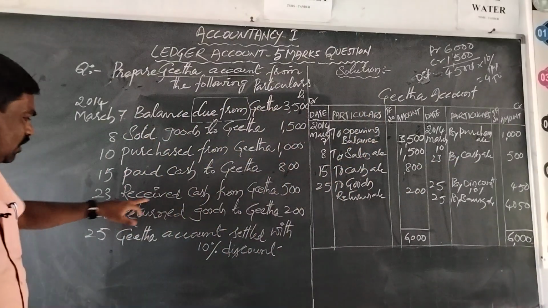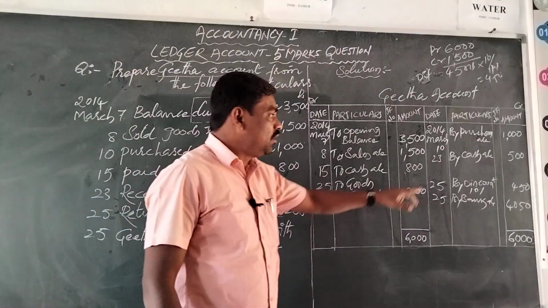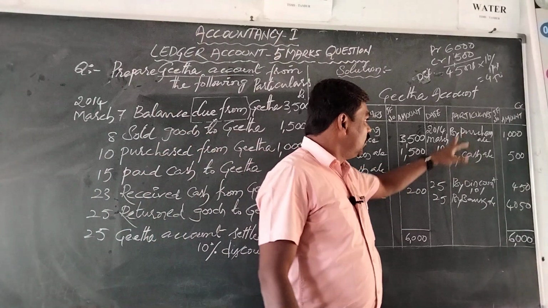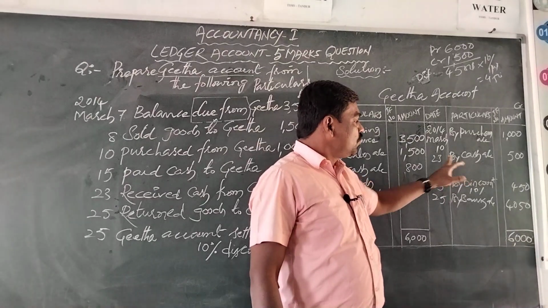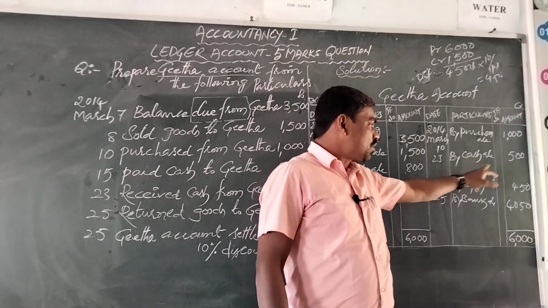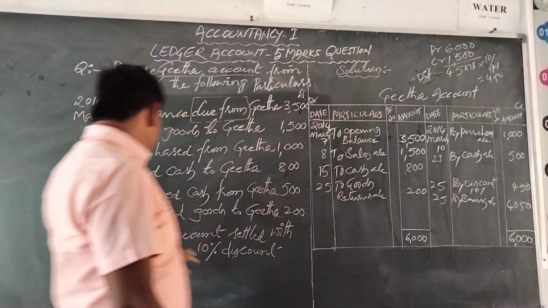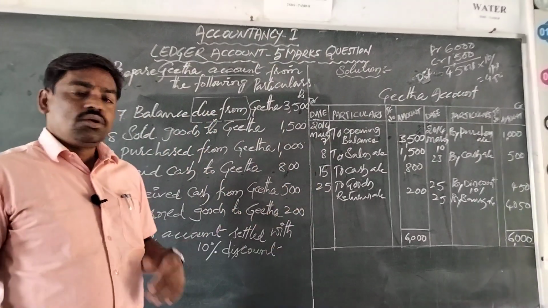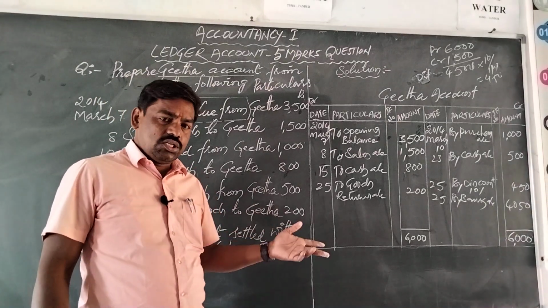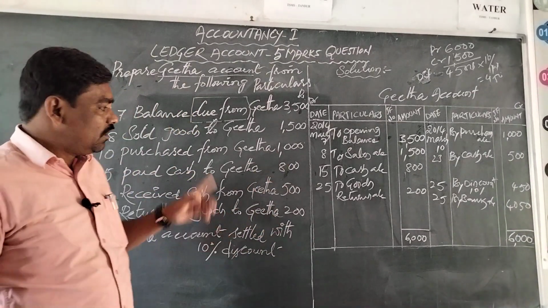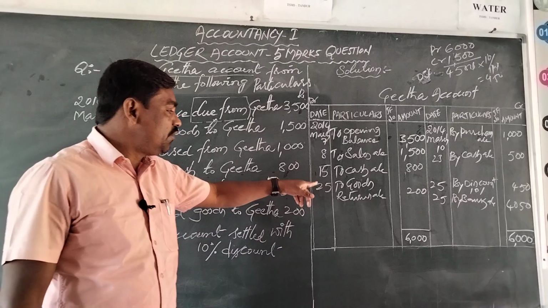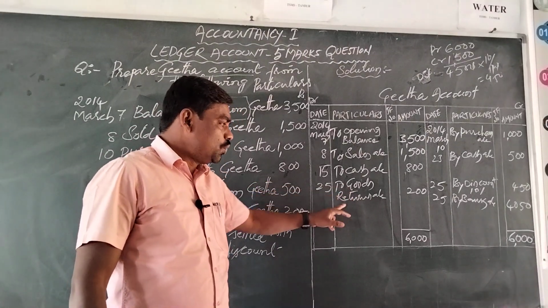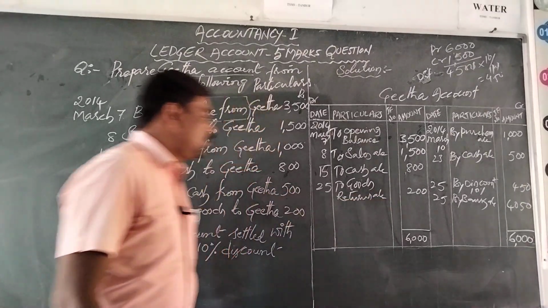So, received cash from Geeta rupees 500. Is Geeta the receiver or the giver? Giver account should be credited. So in the particulars column, opposite account name, you write date 23rd by cash account rupees 500. After that, what's happening? Return goods to Geeta. We return goods to Geeta. Is Geeta the receiver or the giver? Receiver. Receiver account should be debited. Which goods are we giving? Purchase returns, or we can write goods return account, amount of rupees 200.